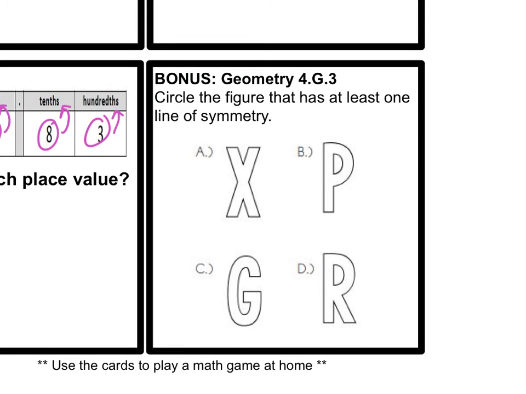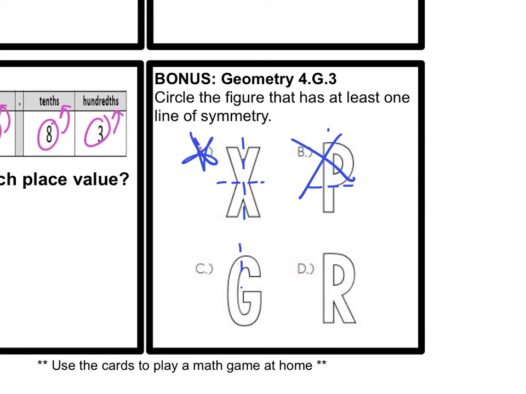Okay, circle the figure that has at least one line of symmetry. So symmetry means that if you were to cut it down the middle, it would be the same on both sides. So if I cut an X down the middle, that's going to give me a line of symmetry, so A is correct. I could also cut the X this way and it would work out as well. For B, there's no way to cut this down the middle and have it be the same either way, so B is not an option.